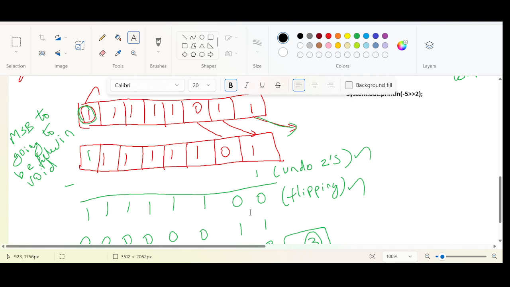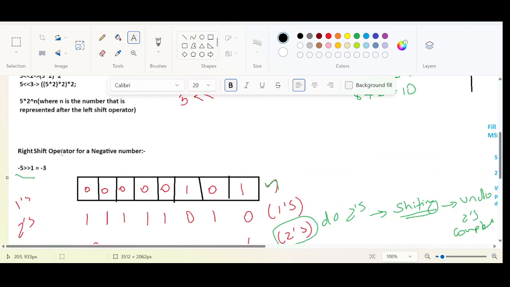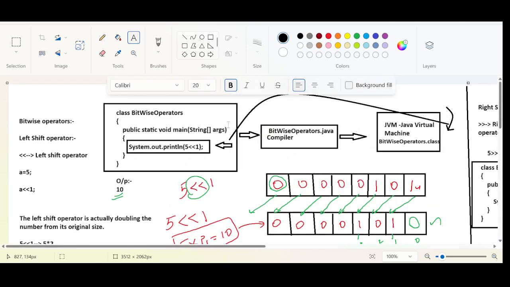But you might be getting a question. Do we have to do anything like this with negative numbers for the left shift operator? Since the left shift operator is unsigned, since we are not going to consider sign, you do not have to do these things in the left shift operator. Only in the right shift operator, these things are allowed. What things are allowed? Dealing with the negative numbers. That's why it said right shift operator for a negative number.